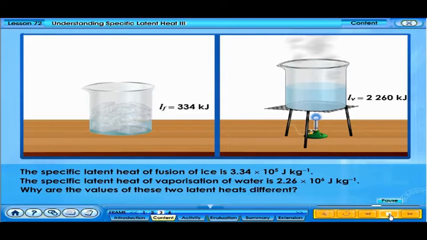The specific latent heat of fusion of ice is 3.34 times 10 to the power of 5 joule per kilogram. The specific latent heat of vaporization of water is 2.26 times 10 to the power of 6 joule per kilogram. Why are the values of these two latent heats different?